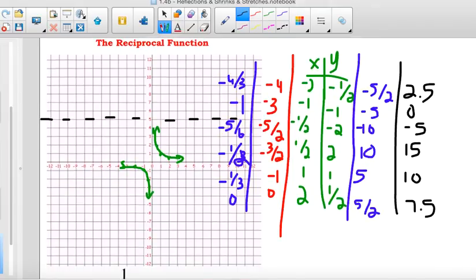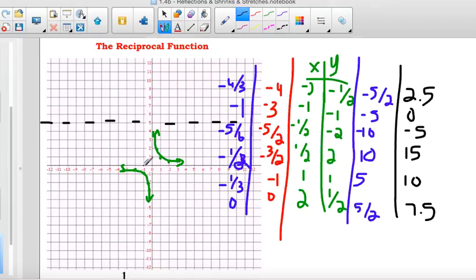Although it is a little harder to see because it is so stretched out. But we'll plot these. So we have negative 4/3, 2.5, right about there. Negative 1, 0. And then we have negative 5/6, negative 5. It's really hard to see because it's so stretched out, but I'll show it on the graphing calculator in a second. Here we have negative 1/2, 15, so that's kind of where it shifts, somewhere up there. Negative 1/3, 10. And 0, 7.5.